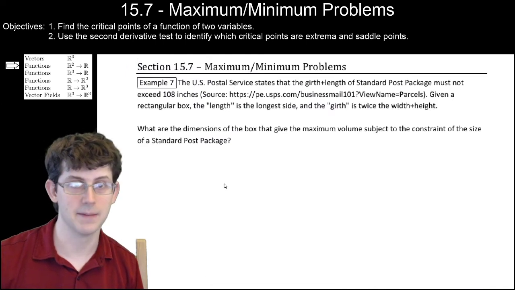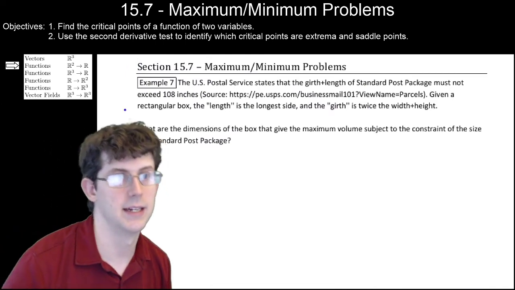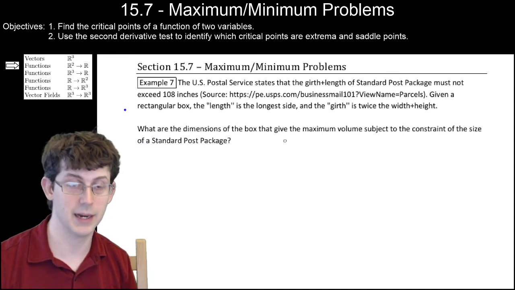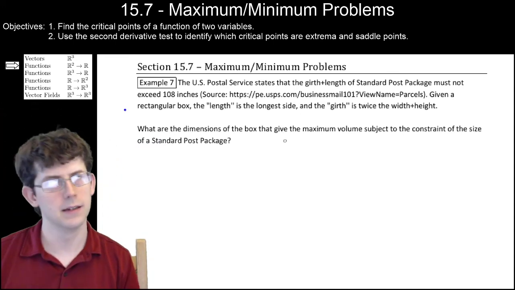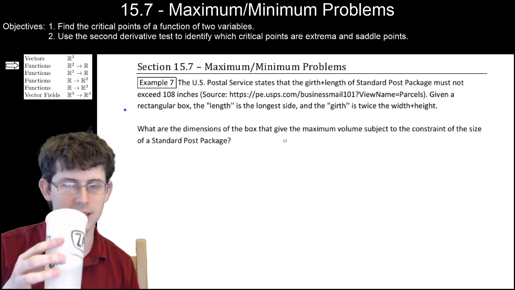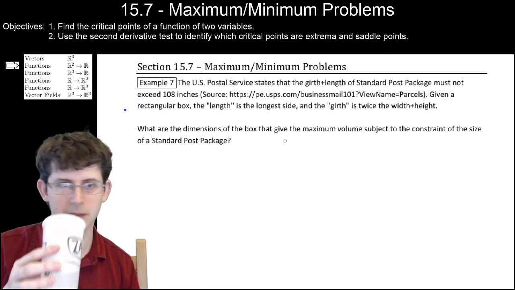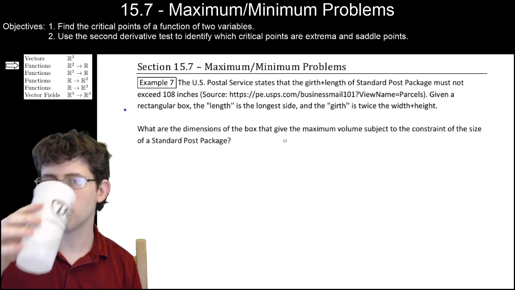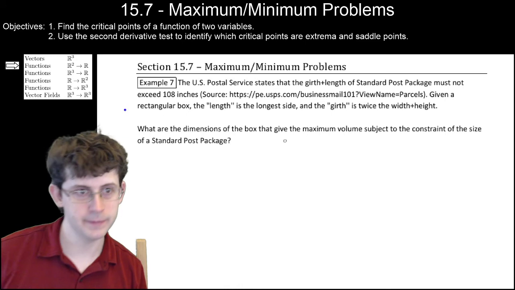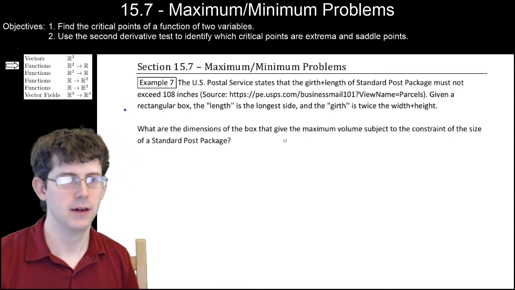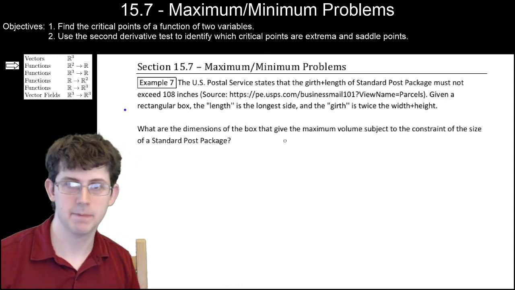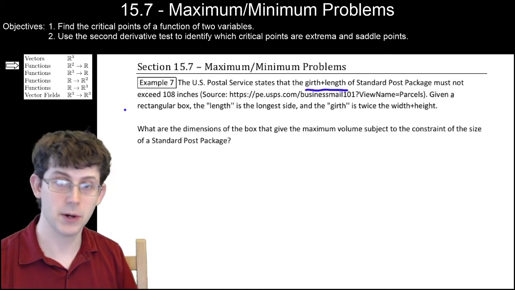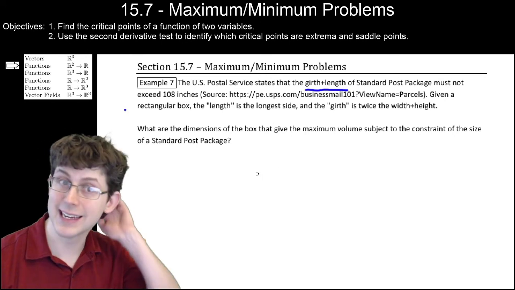Nice. Okay, we're going to do one more. It's a real world example. This is a real actual restriction on boxes that can be shipped by USPS. I haven't checked this year, but at least last year, it's been the rule for a long time. The rule is that the girth plus length of a standard post package cannot exceed 108 inches.